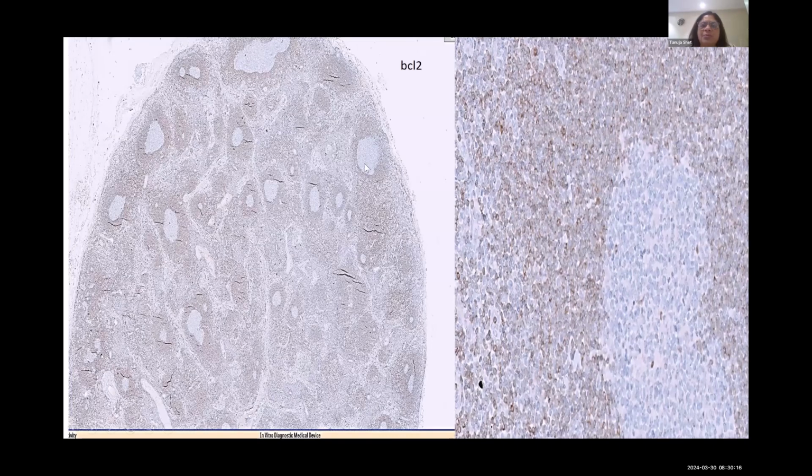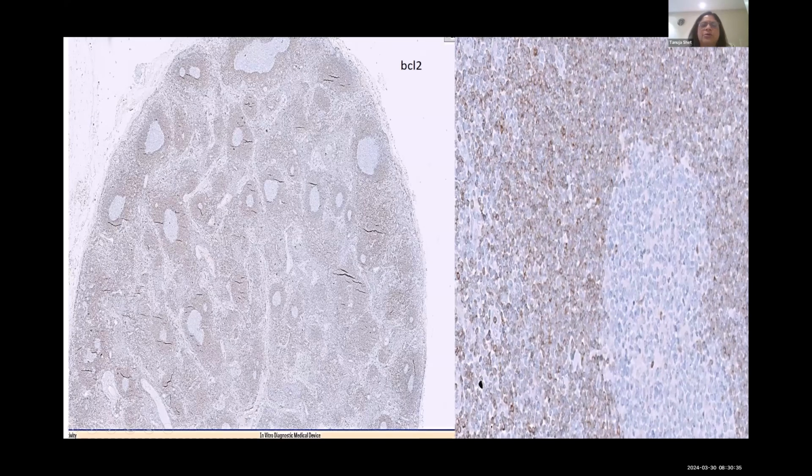Now, this is a normal germinal center, and in the normal germinal center, BCL2 is negative, and so are all other cells. Because I told you, in mantle cells you'd have both T and B, and that's why there is some staining. But a germinal center, except for the scattered follicular helper T cells, does not have any other cells, and that's why it is negative.